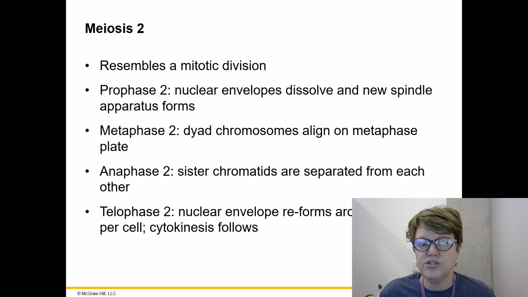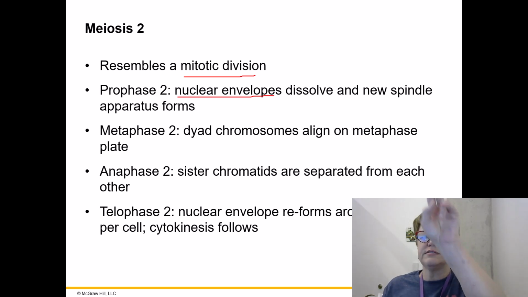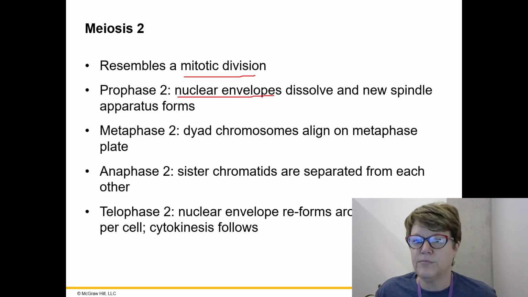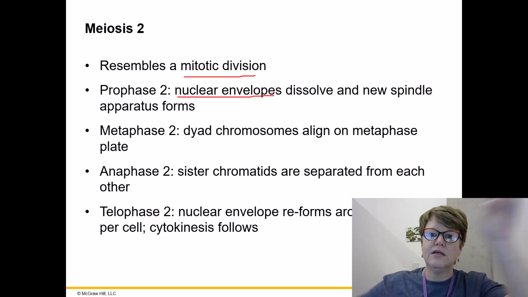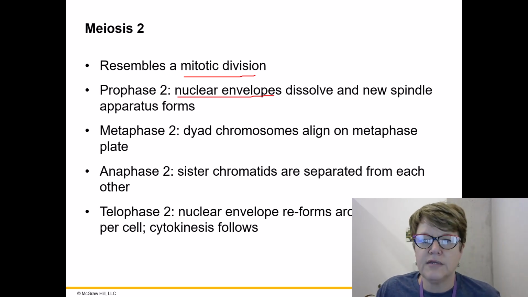So meiosis 2 is much more like a mitotic division. Prophase 2 is going to involve the nuclear envelope dissolving and a new spindle forms. Metaphase 2 is going to involve the dyad chromosomes lining up singly, not in homologous pairs, singly, because the homologous chromosome is now in a different cell. So single file alignment of dyad chromosomes in any one cell.